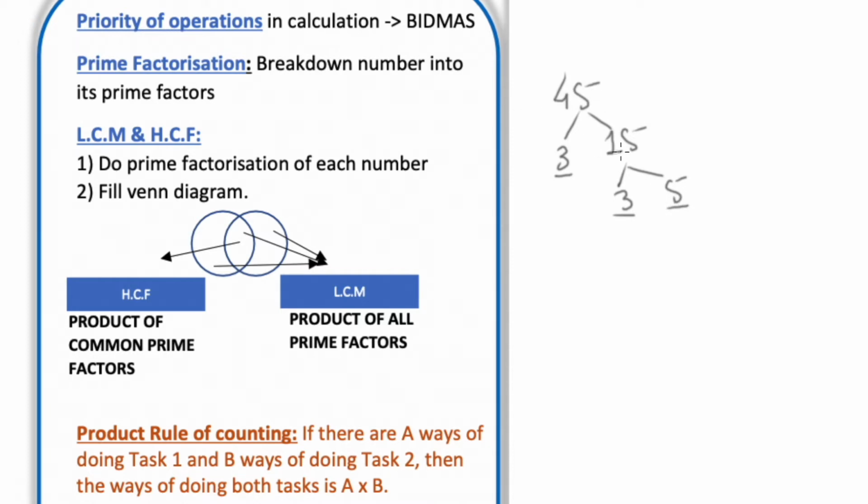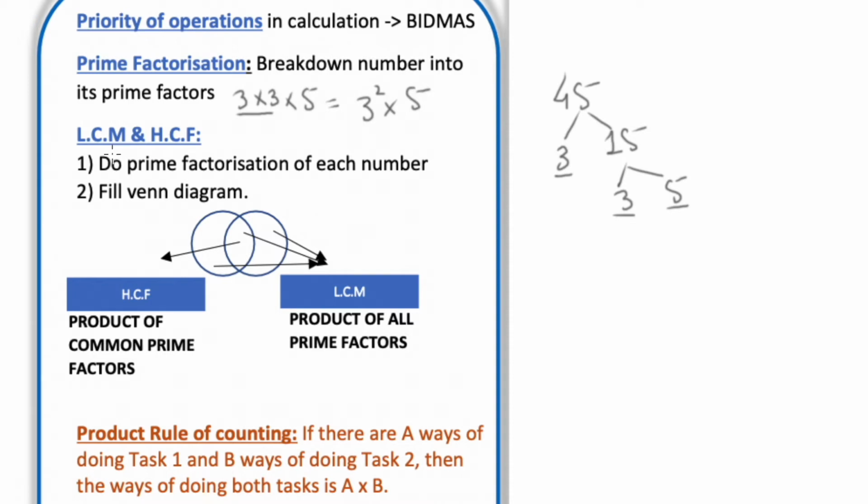So here I did 2 steps. Sometimes you have to do more than 2 steps, so you have to follow on until you get all the prime factors. So you will write like this: 3 times 5, and whenever you have the same numbers, like here 3 and 3 are the same, you will write them in terms of a power.